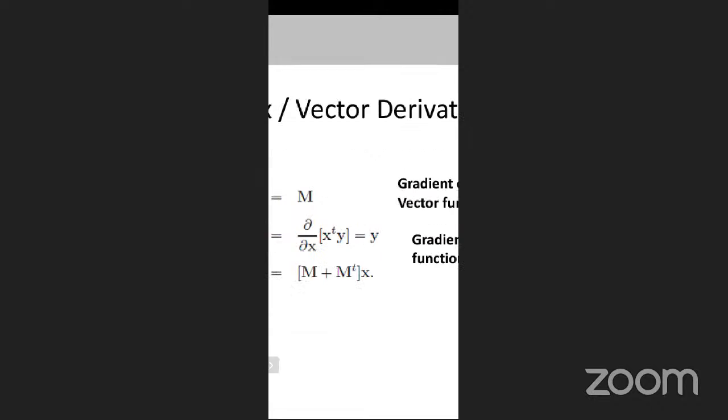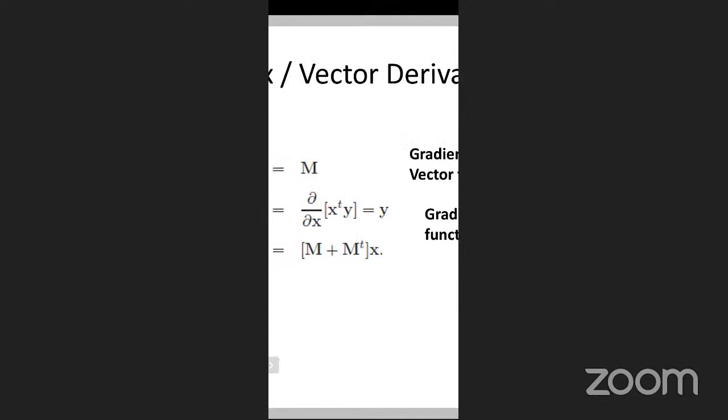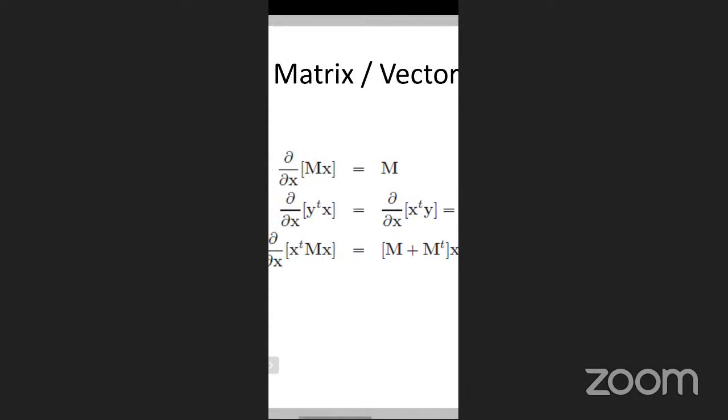Now, please remember that anything bold is a matrix or a vector. So this is matrix M. So if I take dou by dou x of Mx, and remember x is a vector. Sir, I have a question.